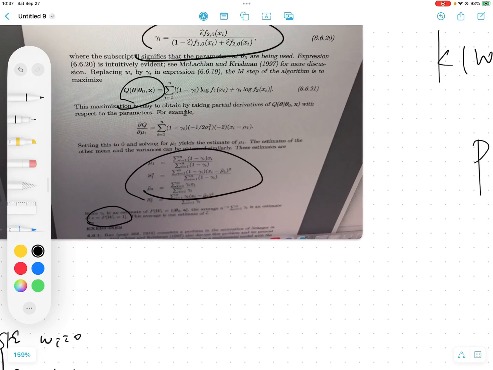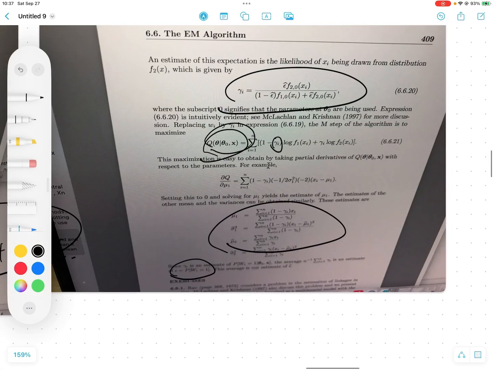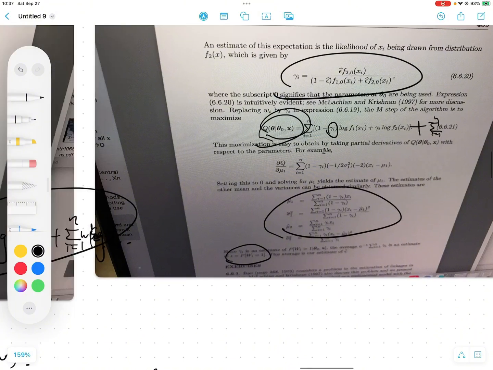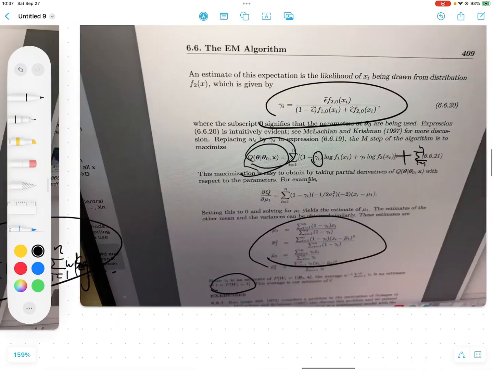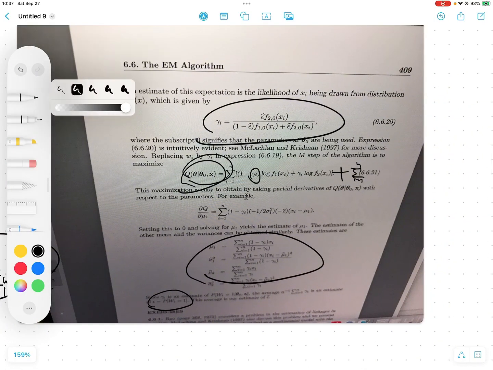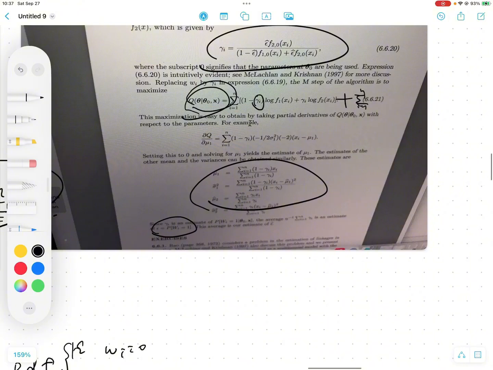And we write down the Q, since we have replaced the previous W with its expectation, right? And here we also show the estimation of the term, which is that. I will not write it down here. And here we just take a partial derivative to maximize Q.